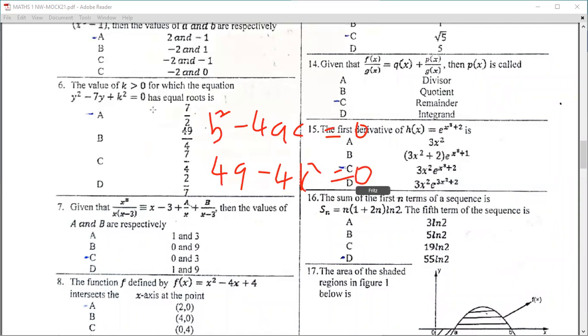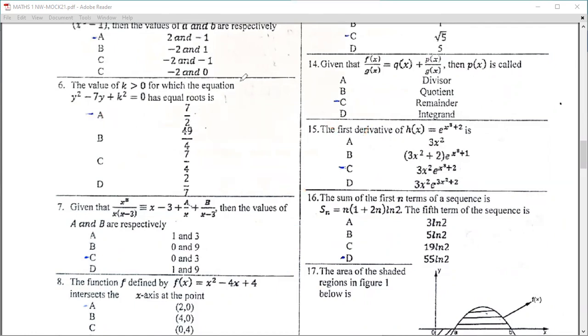And if we solve for k here, k is going to be equal to plus or minus 7 on 2, right? But since k should be positive, we take only the positive value of k, because they say k must be greater than 0. So in this case, our solution is going to be A. Question number 7.